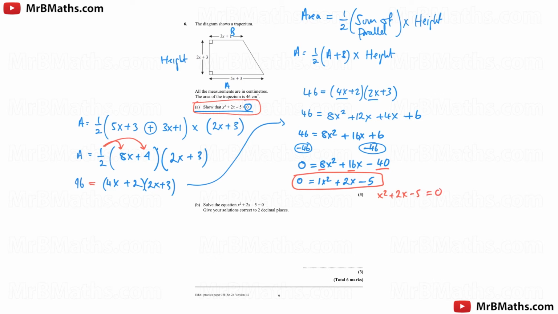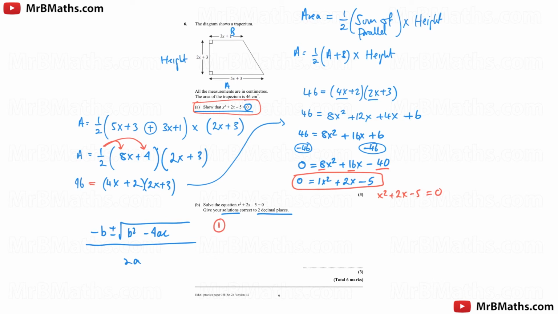They both equal 0, so how it's written doesn't matter. For part B, solve the equation x squared plus 2x minus 5 equals 0. Give your solutions correct to 2 decimal places, which means we can use the formula. So from memory, the formula is minus b plus or minus the root of b squared minus 4ac all over 2a.